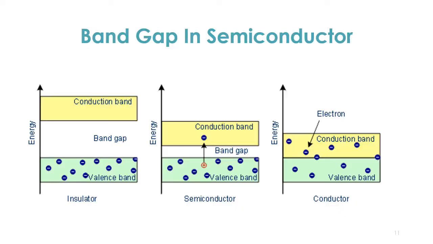Now let us see the band gap in the semiconductor and compare it with the insulator and the conductor. First, the insulator. For an insulator, the band gap energy between the conduction band and the valence band is very high, which makes electric conduction impossible. As for the conductor, there is no band gap between the conduction band and the valence band. That's why the electricity will move freely.